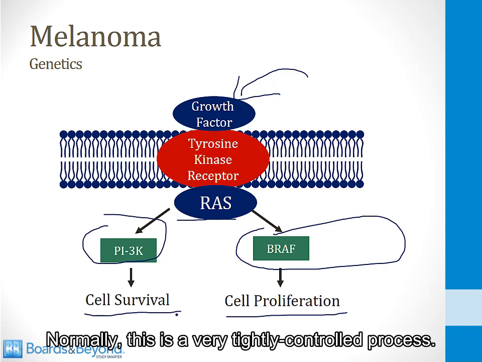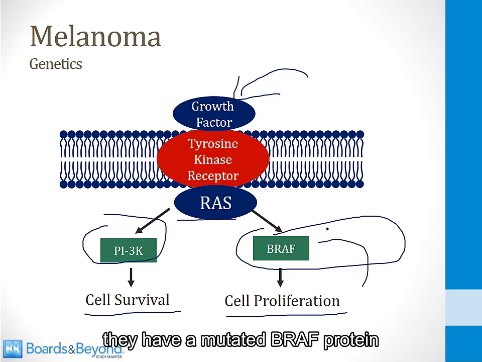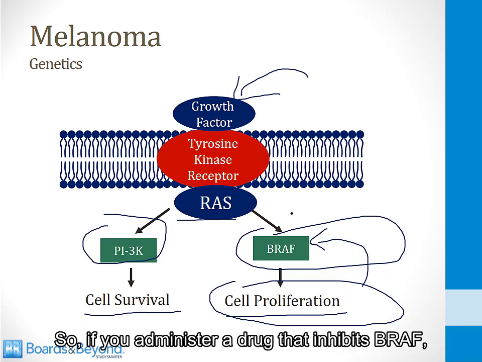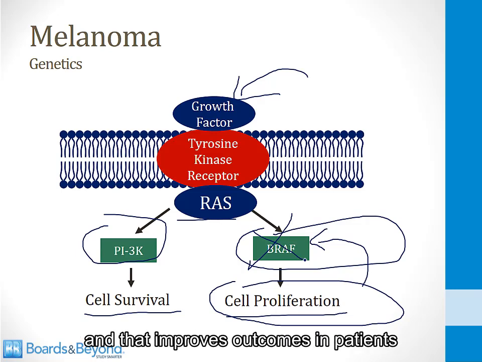Normally, this is a very tightly controlled process, but in patients with melanoma, they have a mutated BRAF protein that leads to uncontrolled cell proliferation. So if you administer a drug that inhibits BRAF, that can shut down this cell proliferation, and that improves outcomes in patients who have these types of mutations present in their melanoma tumors.